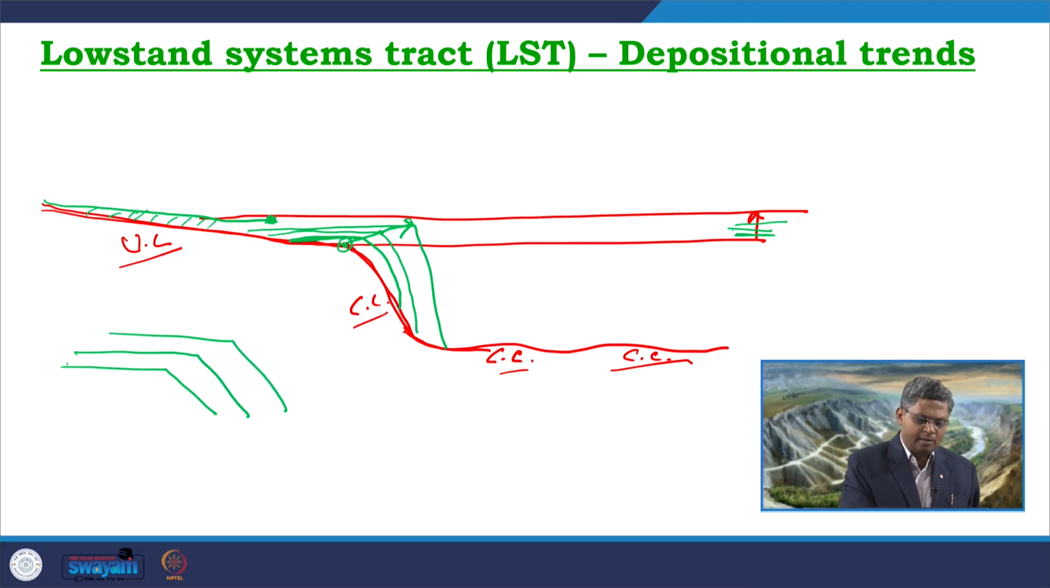So, in this fluvial part, if this was the first extent of the fluvial deposit during the LST, during the start of the LST, the next fluvial deposit will be continuing up to this, because the base level is rising up, it is getting the extra accommodation. The third one will be covering up like this.